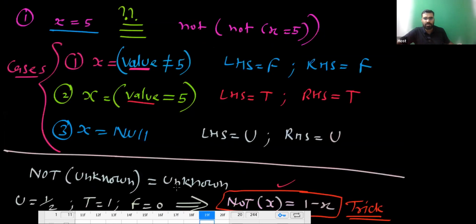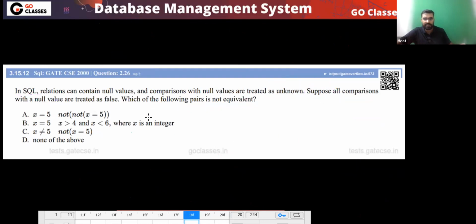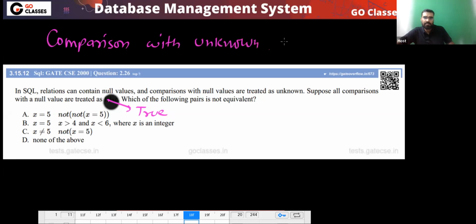The question can also ask you some other thing. What else can the question ask you? Like, will it matter if I change this false to true? If I make this variation, that comparison with unknown is true.